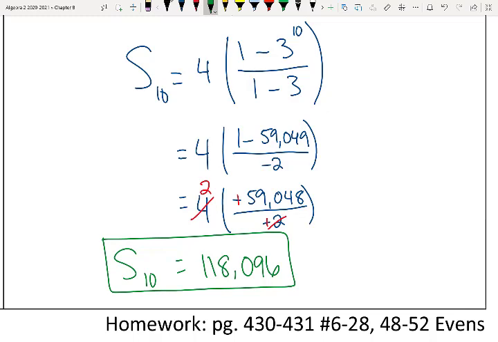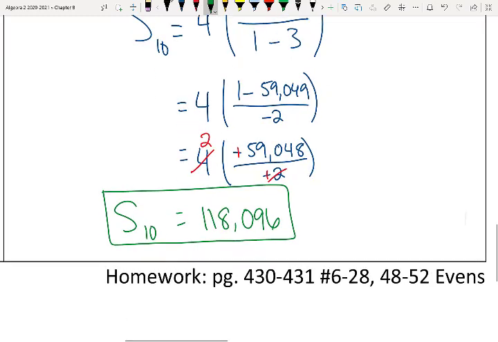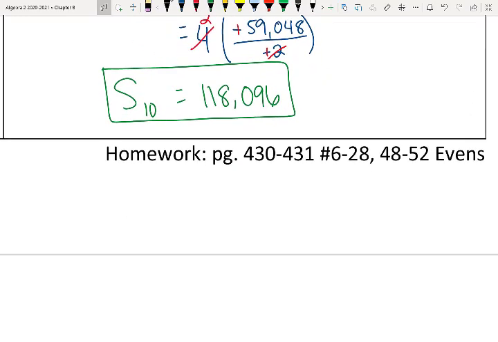All right, so homework is down there at the bottom. I'll scroll up a little bit so it's easier to see for some of us, especially if you're in person right now and you're trying to watch that over top of the pile of crap that's on my table. There it's easier to see. Page 430 to 431, 6 through 28, and 48 to 52 evens.